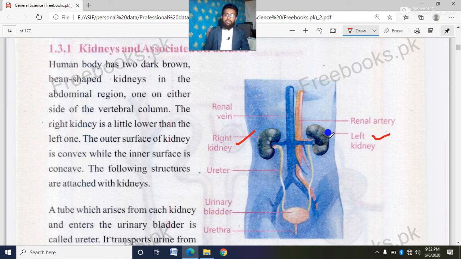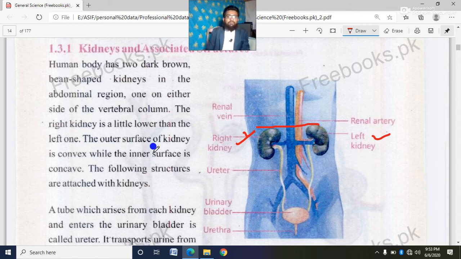Dear cadets, the right kidney is a little lower than the left one. Here this is the right kidney and this is the left kidney. The right kidney is a little bit lower, and the left kidney is a little bit higher than the right kidney.